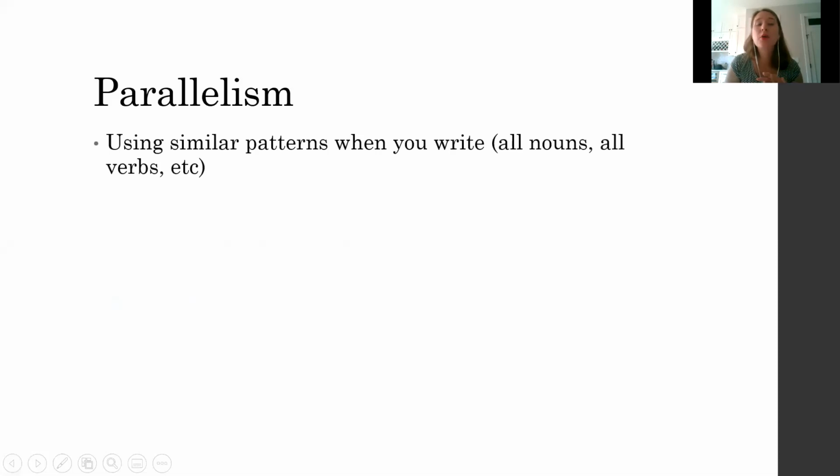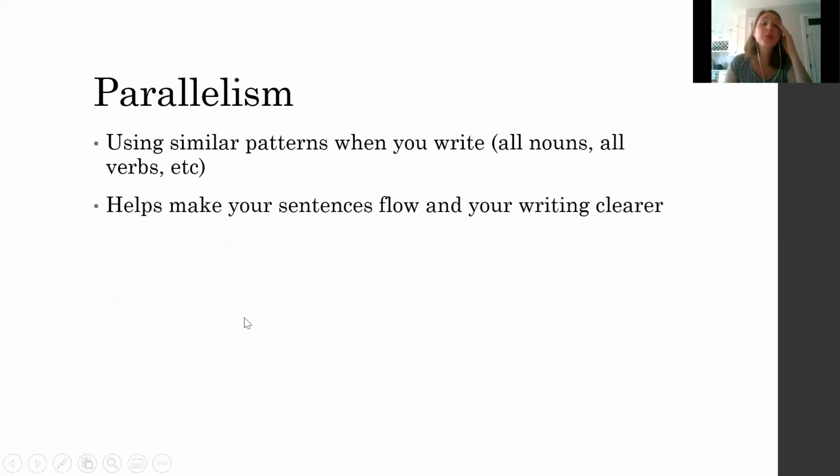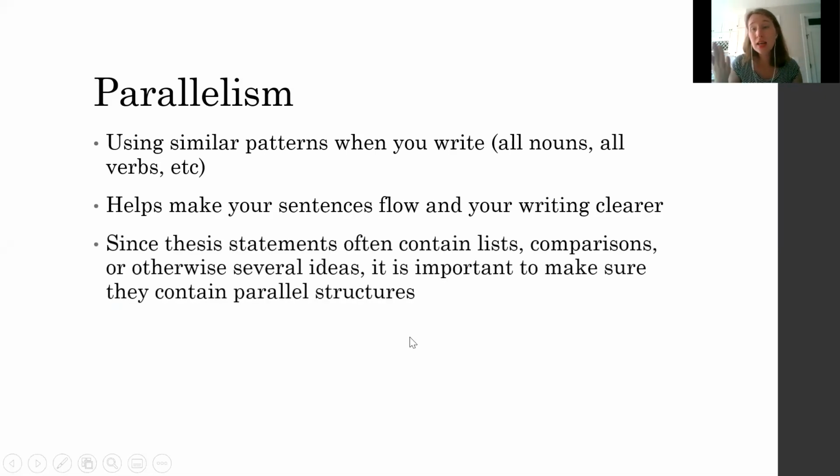So let's look at what that means. It means you're using a similar pattern when you write. So maybe you're using all nouns or all verbs or all adjectives, all words that end in ing, okay? I won't get into the finer points of the grammar here, but basically the words are interchangeable with each other in terms of the grammar. It helps make your sentences flow and your writing much clearer, okay? And like I was saying at the very beginning, since thesis statements tend to contain lists, and because thesis statements are a very important part of your paper, it's really important to make sure that your thesis statement is well written and clear, and that includes parallelism.